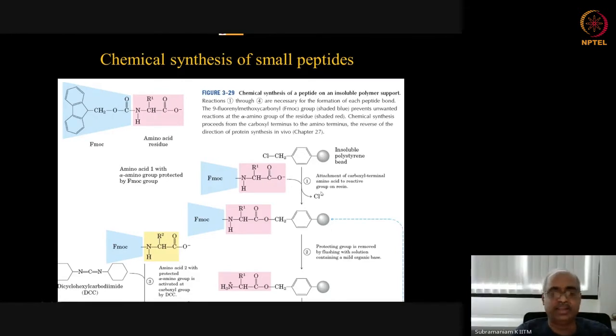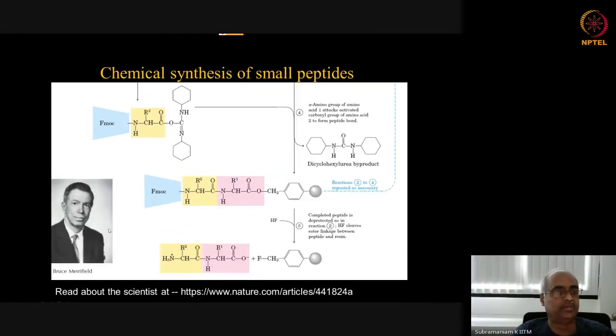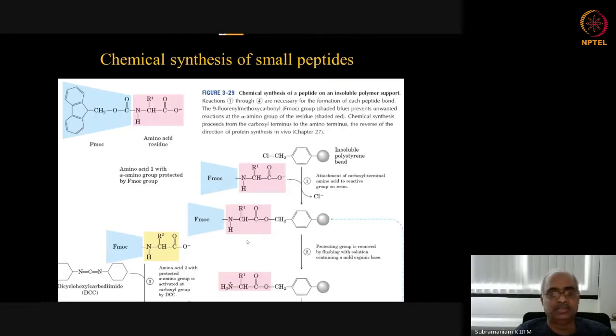So this was pioneered by a scientist by the name of Bruce Merrifield. Okay, so he had a really fantastic achievement. It will be really inspiring for you if you go to this website and read about Bruce Merrifield and his invention and optimization of this solid phase synthesis of peptides.